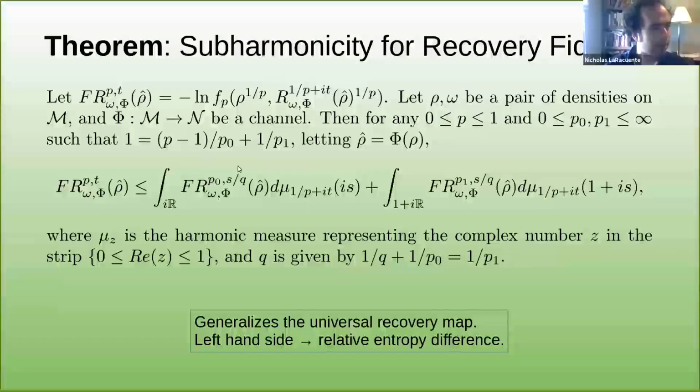And so this is a theorem that has some structure that, again, is very reminiscent of complex interpolation, on which it's based. And it gives a comparison in terms of these fidelities. Now, this is a generalization of the universal recovery map result, and that follows because the left-hand side can actually be rewritten in terms of a relative entropy difference. I won't go into all the technical details, but you can essentially get back a result of this form as a special case of this. But you can also get some other special cases that we think are interesting.